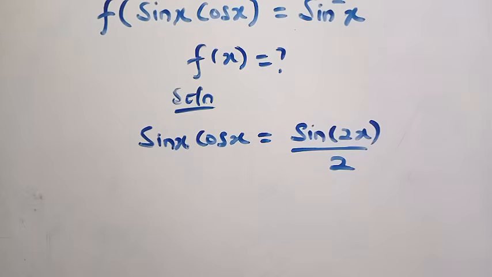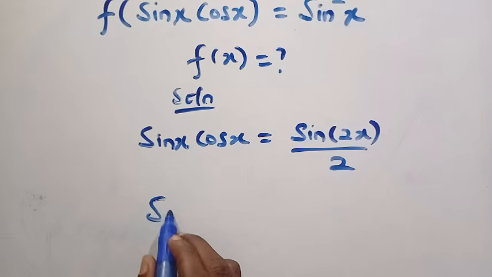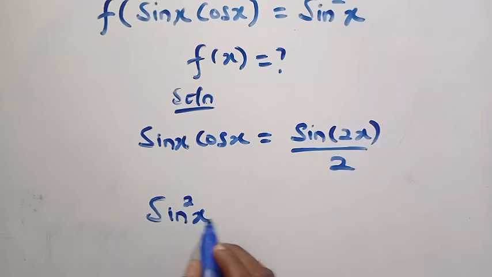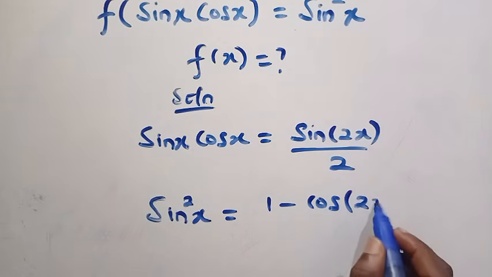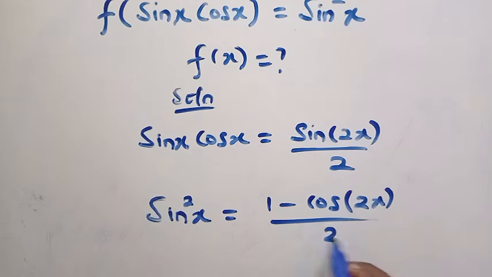Again, to get sine squared x in terms of double angle as well, we are going to recall the double angle of cos, as when we later make sine squared the subject of the formula, we are going to have sine squared x equals 1 minus cos 2x, then divided by 2. If this is what we have, we call this the first step.